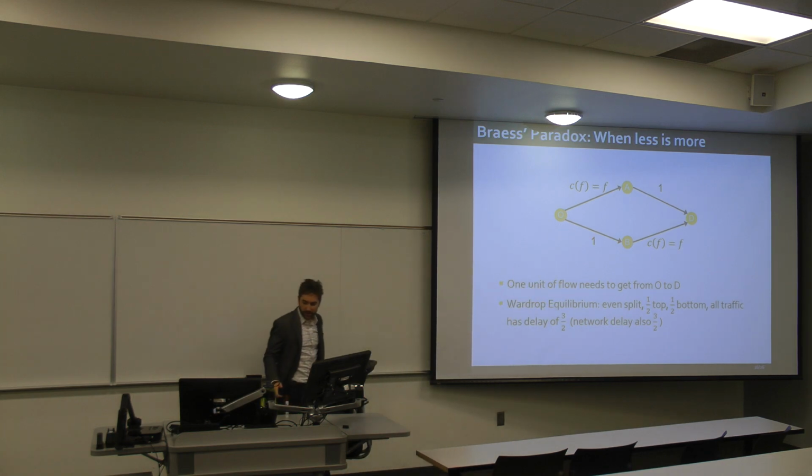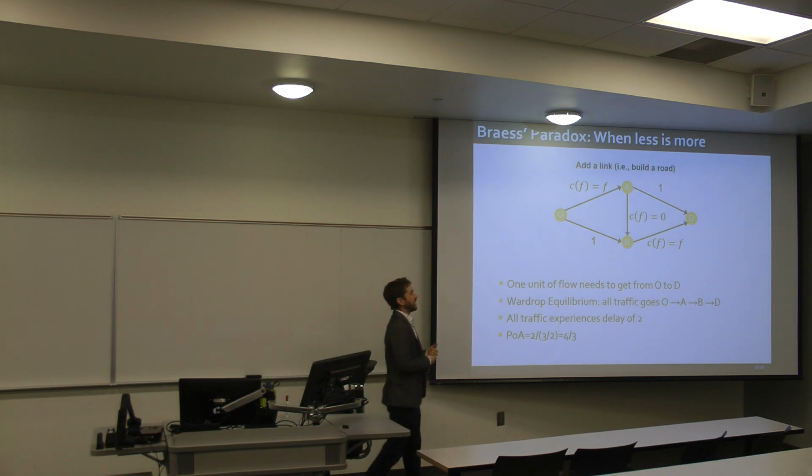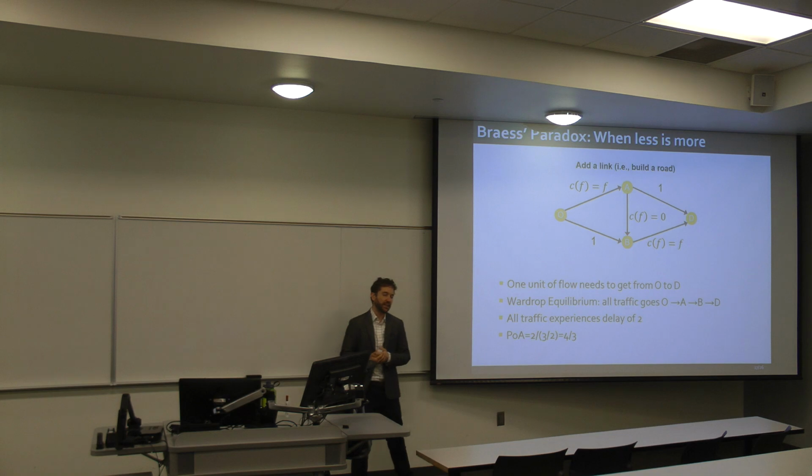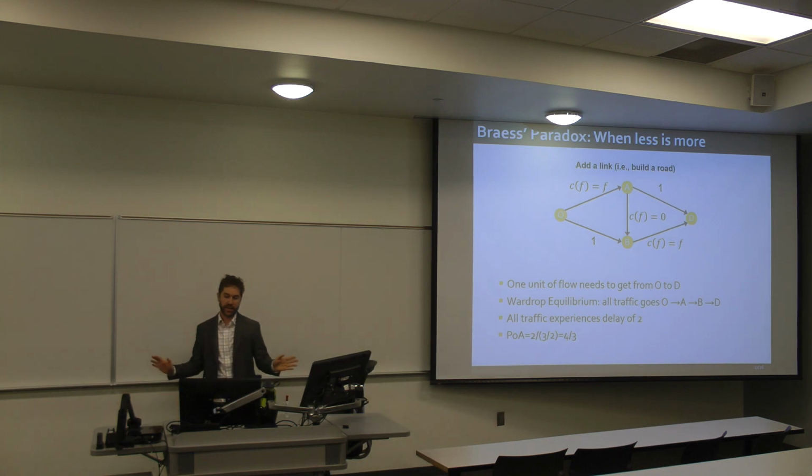We can build a road there. Let's go ahead and do that. And let's suppose it's actually so easy to build that route that the cost of that link is 0, no matter how many people get on that link. It's a wide highway. People can get from point A to point B, and it's basically 0 time. Okay? So let's see what happens now.